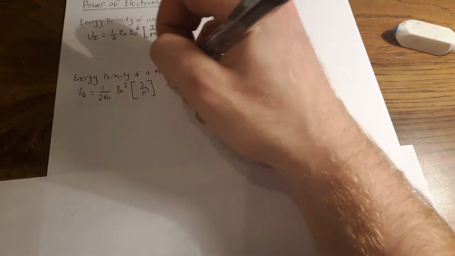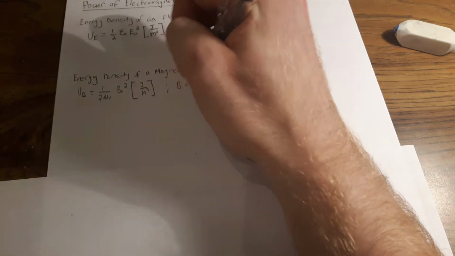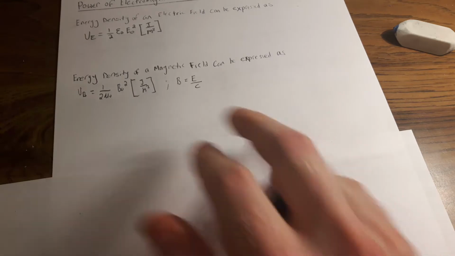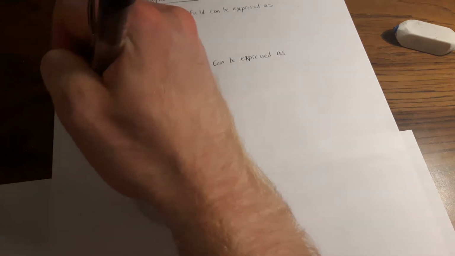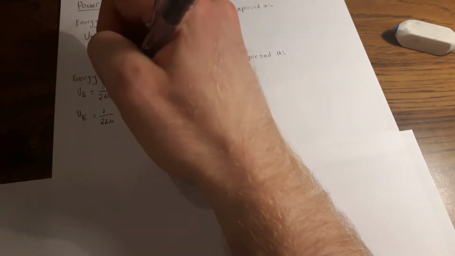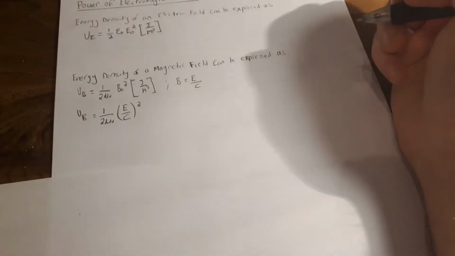But we also know that B is equal to E divided by c. So if we plug that in, we see that U_B is equal to 1 over 2 mu naught times E divided by c, all squared.